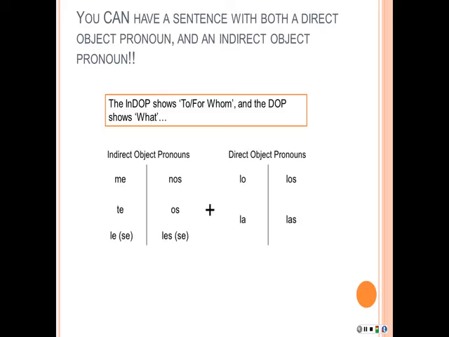The direct object pronouns were lo, if it was a masculine and singular object, like el carro, we replaced with lo. La, if it was feminine and singular, la casa, la. And los, if it was plural and masculine, los libros, los. And las, feminine, plural. So las casas, we replaced with las. So now let's look at what happens when you have sentences that use both.